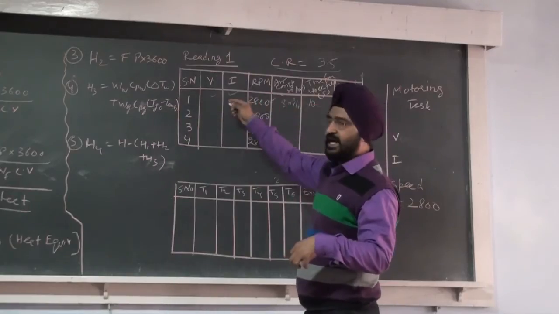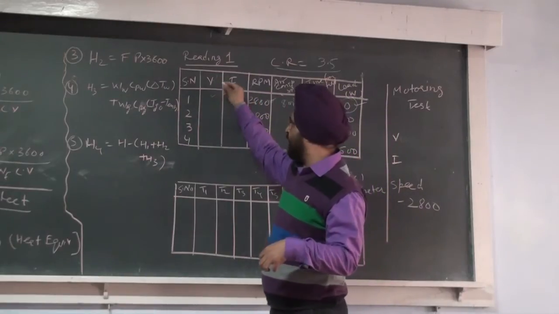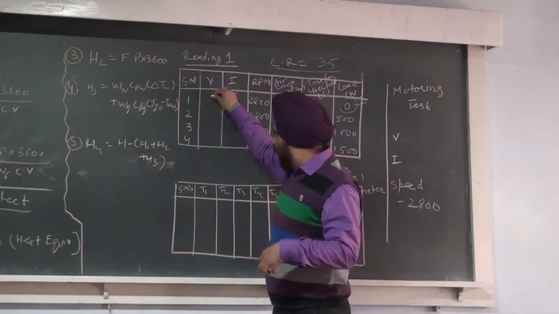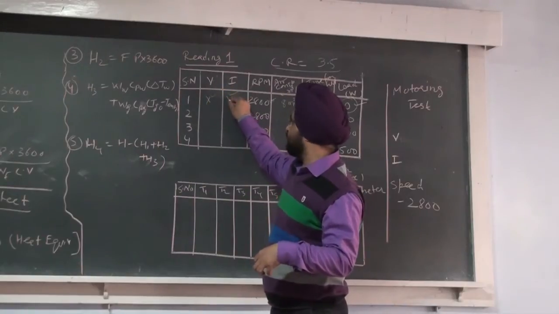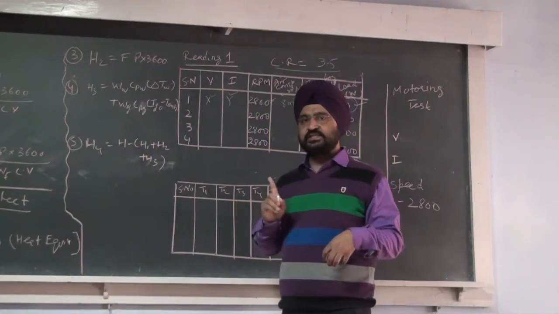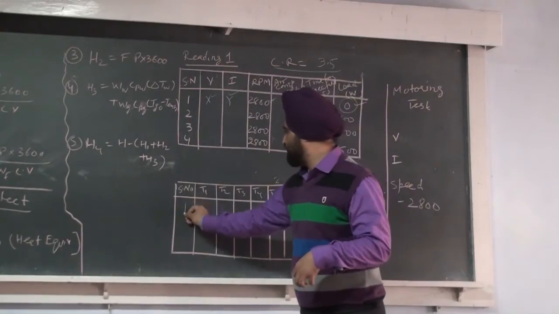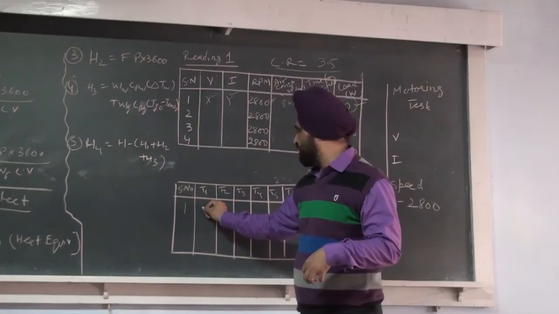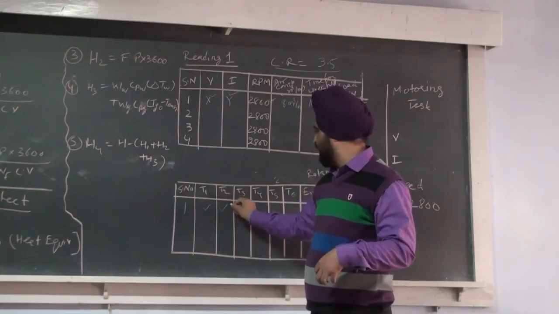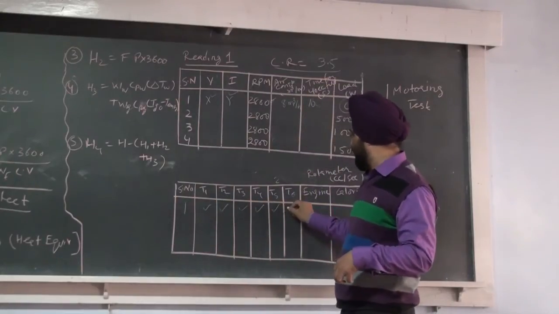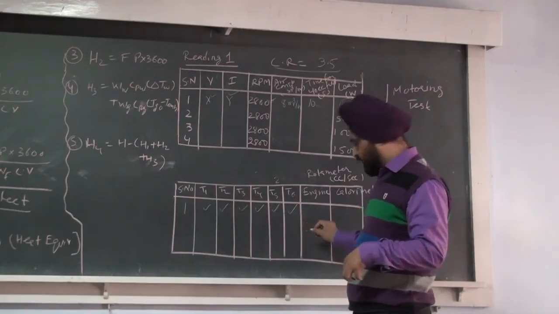So the load V and I, current from the panel, will also be noted. Any of the readings X and Y should be there. So this is the first reading. Correspondingly, for the first reading you note what the temperature T1 is, then T2, T3, T4, T5, T6.